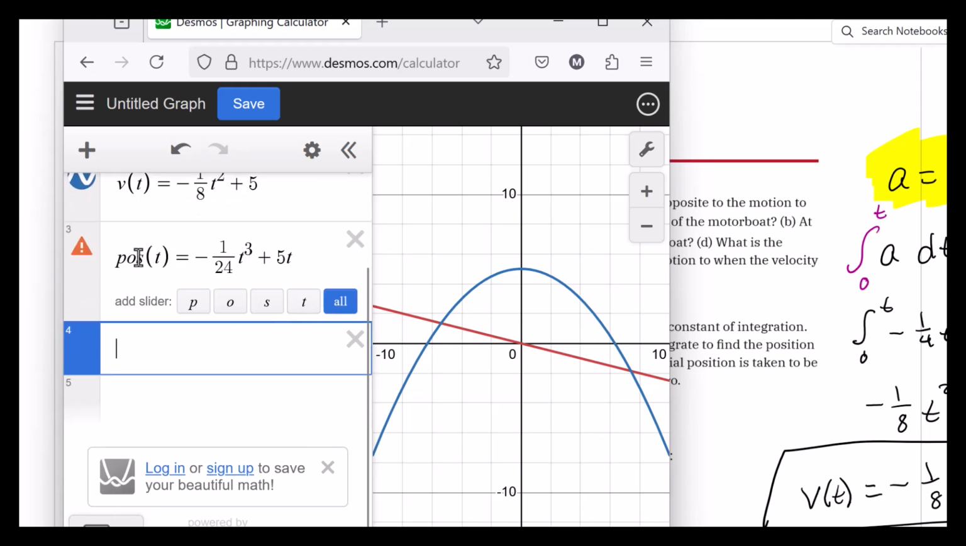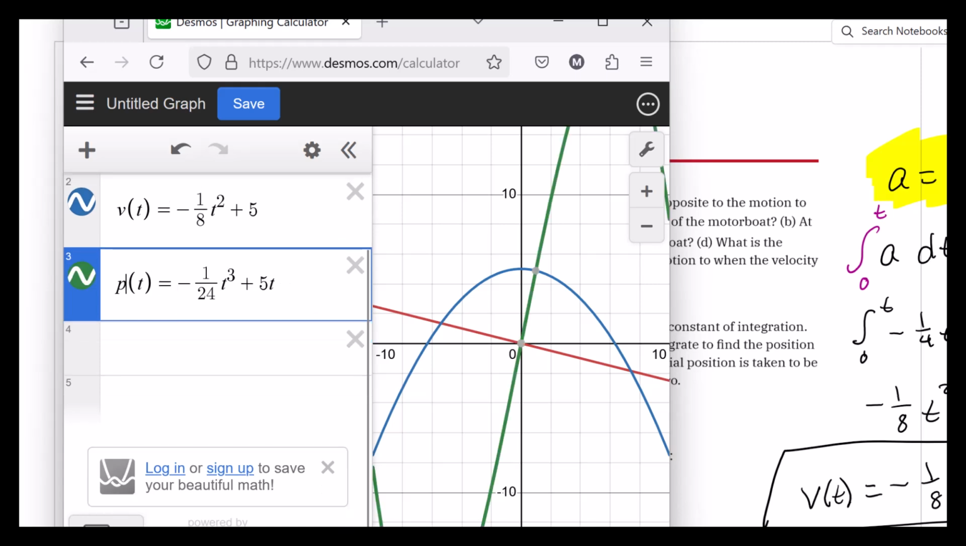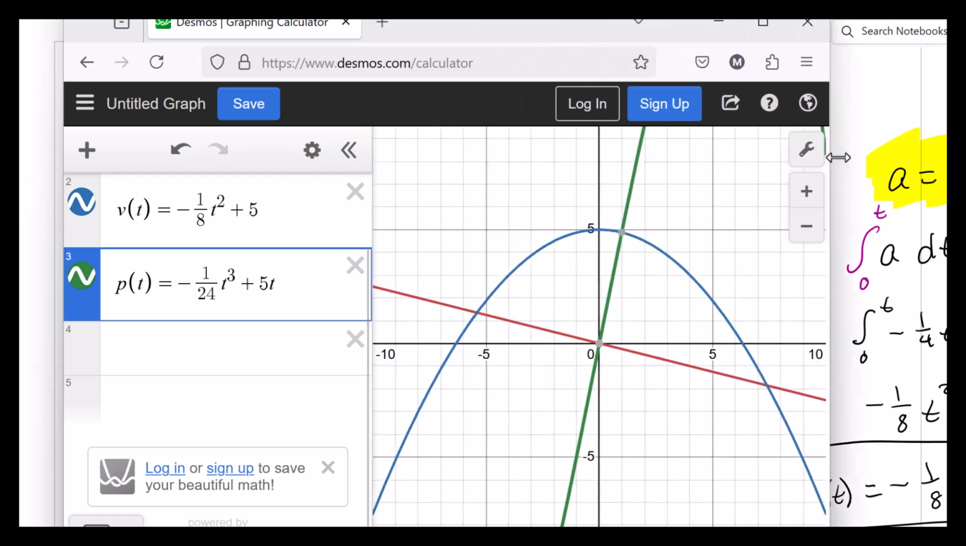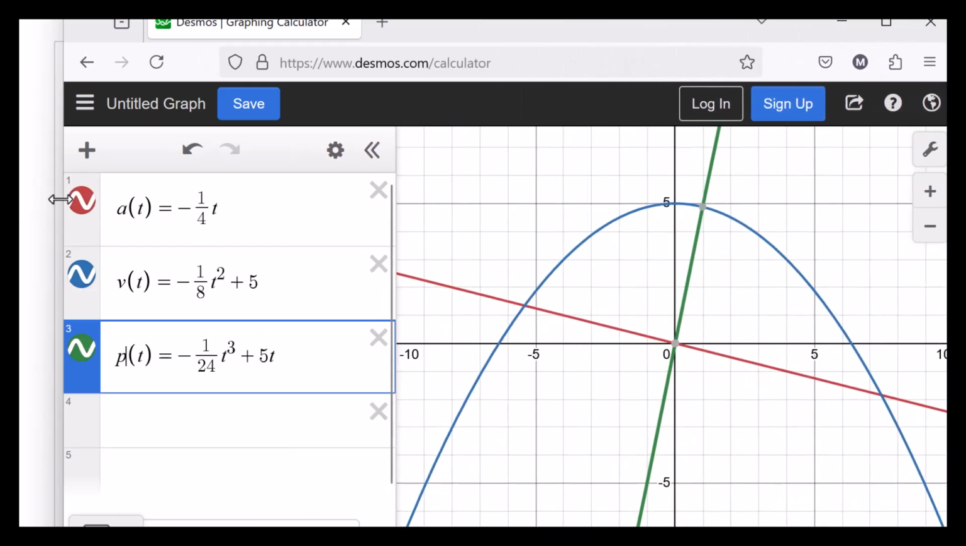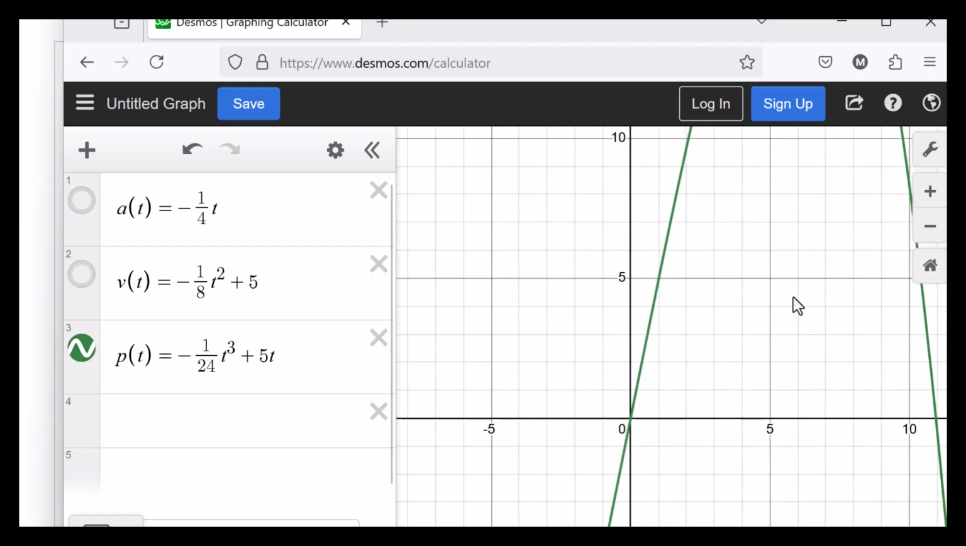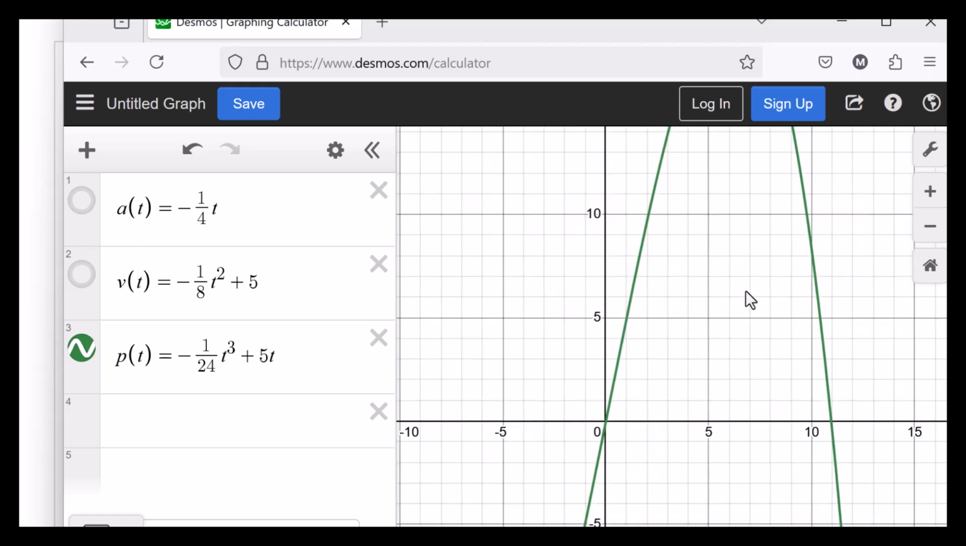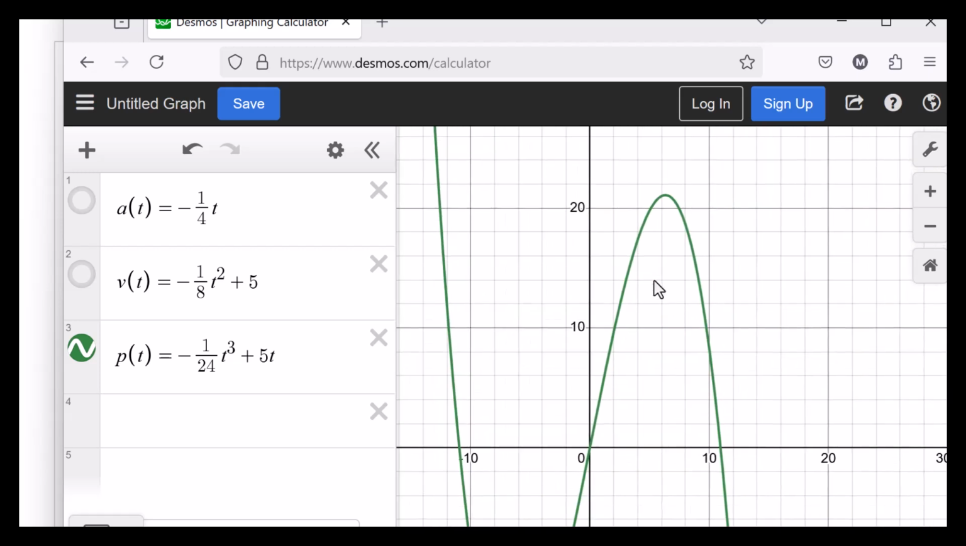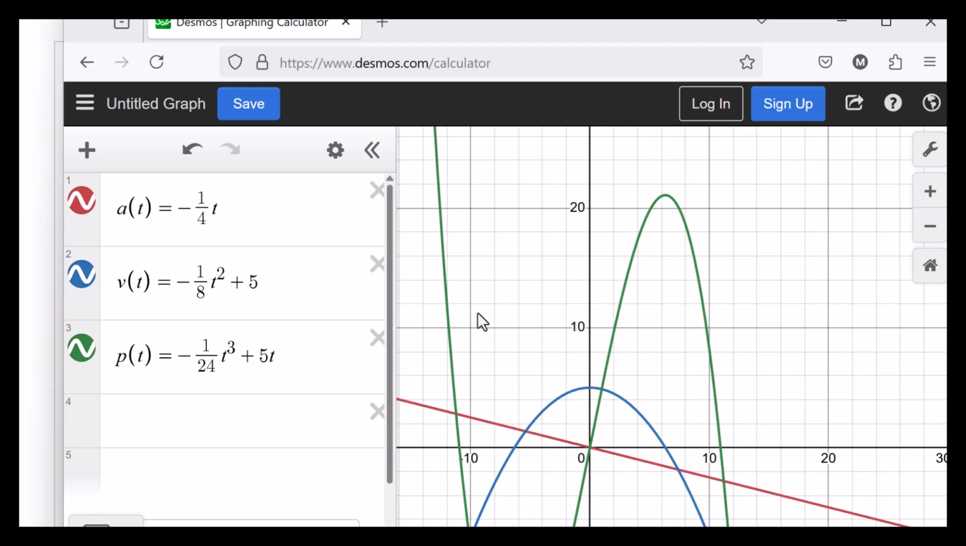Oh, it doesn't like this one. I'll just call it position of t. Okay. So if I'm just looking at the position, it feels like it should be going down. Velocity is going this way. Velocity is decreasing because it starts at 5 and it goes down. Acceleration.